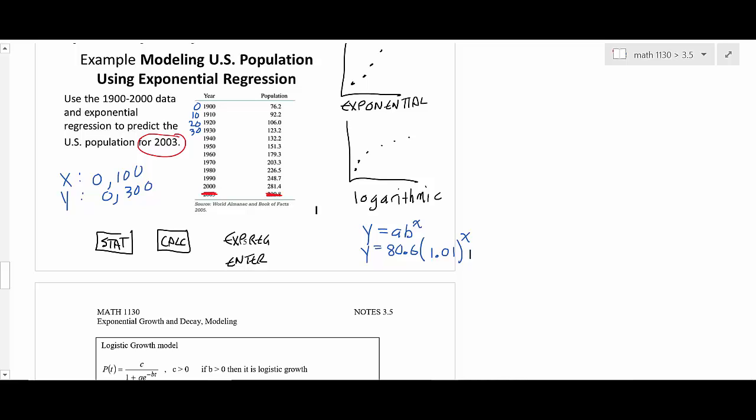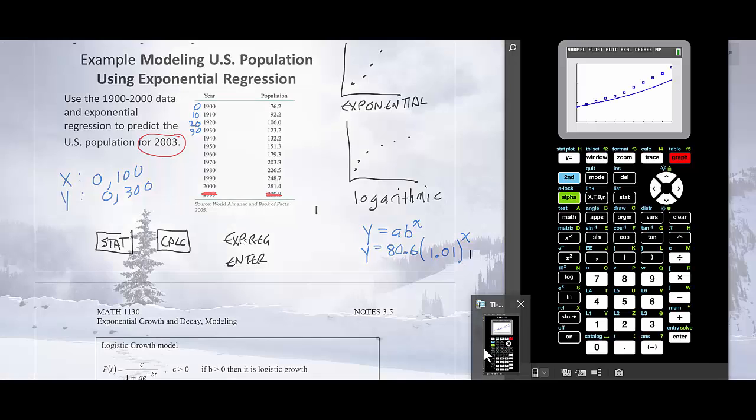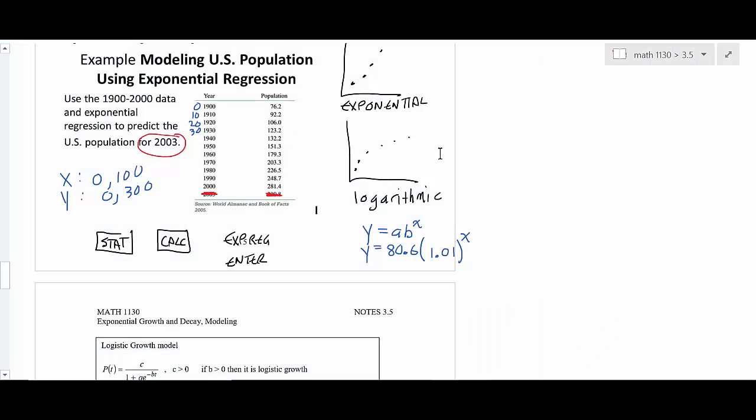Yay. I actually like trig more than this. Me too. I do too. I love trig. I'm like the trig geek. I hate log. I don't like it.